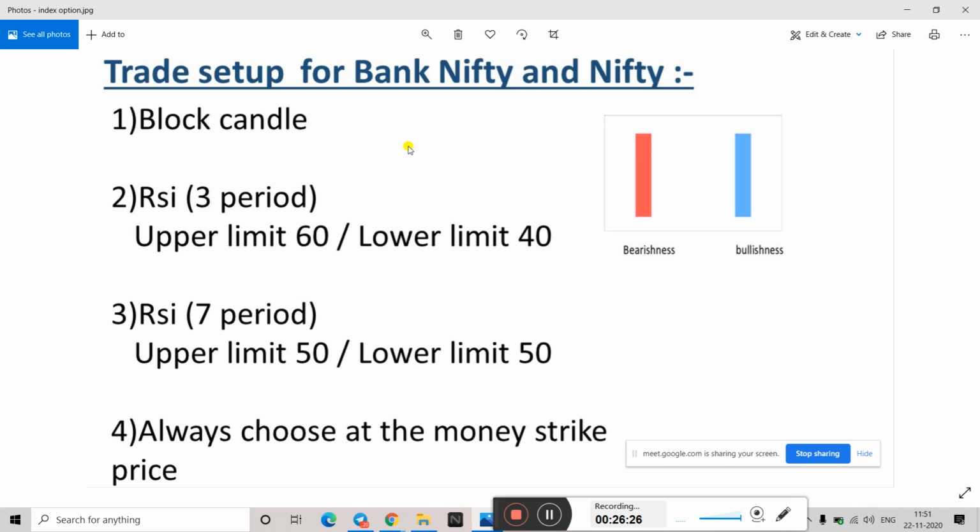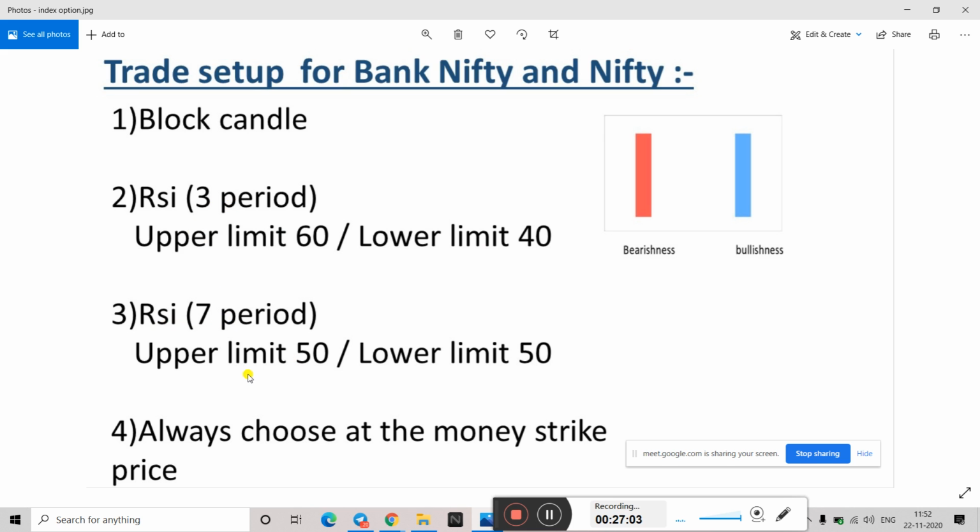Coming back to what I was telling, in this we'll be using the 3 minute time frame, and it works on ATM, at the money options. We are using two RSIs in this. One RSI is of 3 period. I'll show you how you can apply it on the chart. Generally in RSI you get an upper limit at 70 and a lower limit at around 30. We change that to 60 and 40, and then we use one more RSI, that is of 7 period.